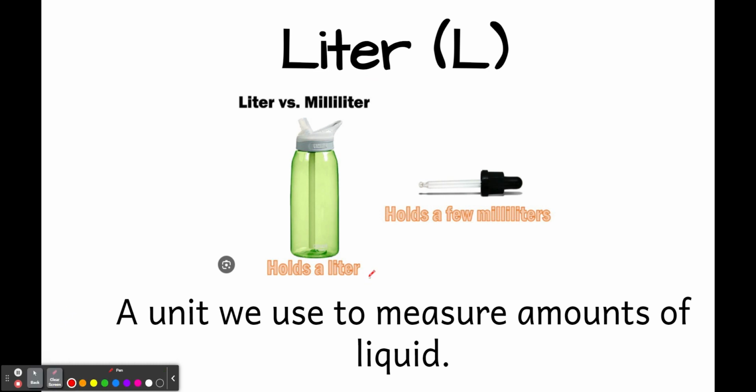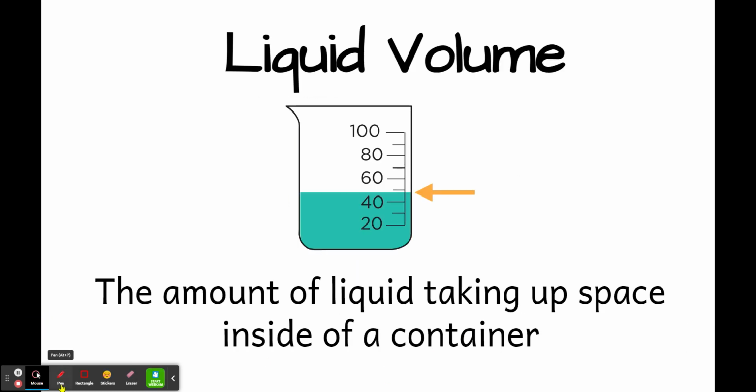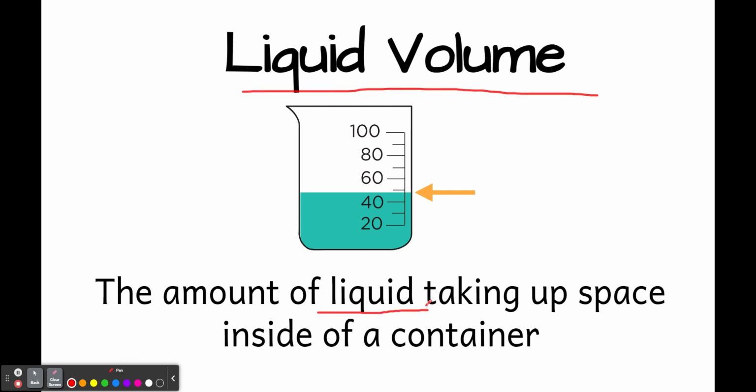Now, a liter is a unit we use to measure the amount of liquids we have in something, okay? So we have liters. We can also break them into smaller units like milliliters, but a liter is basically a unit that we use to measure the amount of liquids in our containers. And our last vocabulary word is liquid volume. So liquid volume is the amount of liquid, such as water, that's taking up space inside of a container.